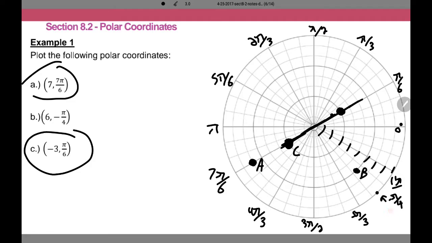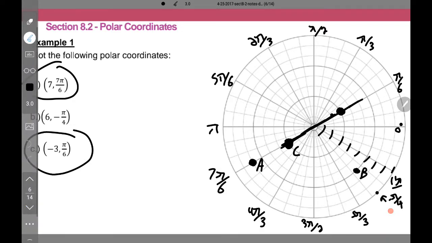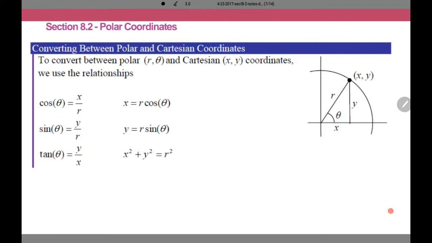I was going to show you how to graph this in Desmos, but Desmos does not just graph polar coordinates like this. You can graph polar equations, which we'll get to later. Now, some of these things should look very familiar.